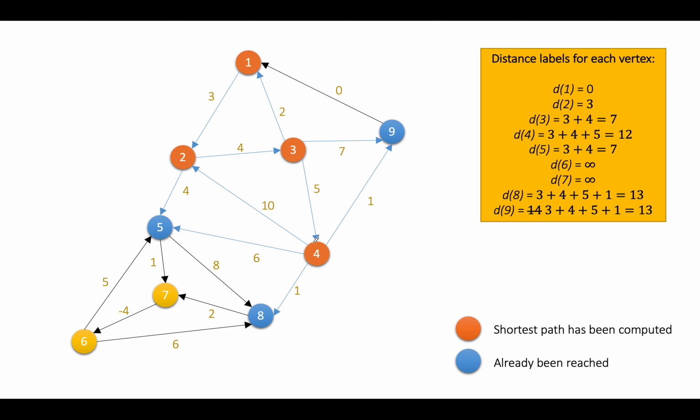Here we know that it took us 3 plus 4 plus 5, which is 12, to get to 4, and 4 to 9 is only 1. So the distance to get to 9, this path, rather than going straight to 9, we go 1, 2, 3, 4, 9, is less than what we already had recorded. Initially it was 14, but now we can see that actually we can get there in 13, so we update 9.